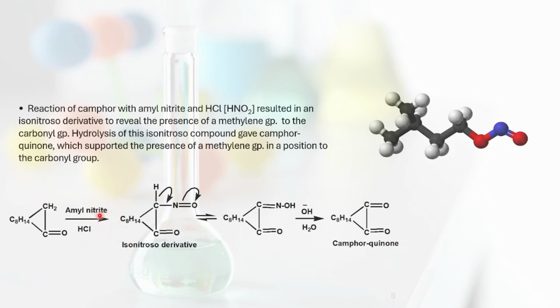Reaction of camphor with amyl nitrite and HCl, or we can use nitrous acid, resulted in an isonitroso derivative. The isonitroso derivative reveals the presence of a methylene group adjacent to the carbonyl group. Further, on hydrolysis, the isonitroso compound gave camphorquinone, which supported the presence of a methylene group in opposition to the carbonyl group.